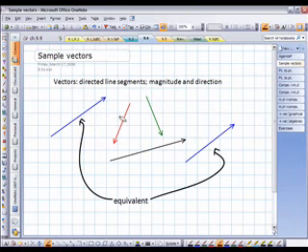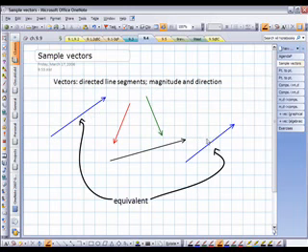And you can pick up a vector and move it, and as long as you don't change its magnitude and direction, that is its length or which direction it's pointing, it doesn't really change. So these two blue ones, for instance, they're parallel, so the same direction, both going up to the right, and also the same length approximately, the way I've drawn it. So that means these are equivalent vectors.